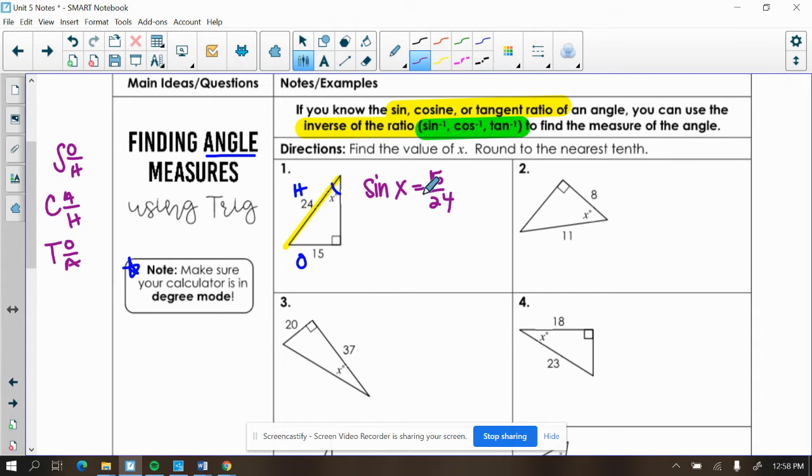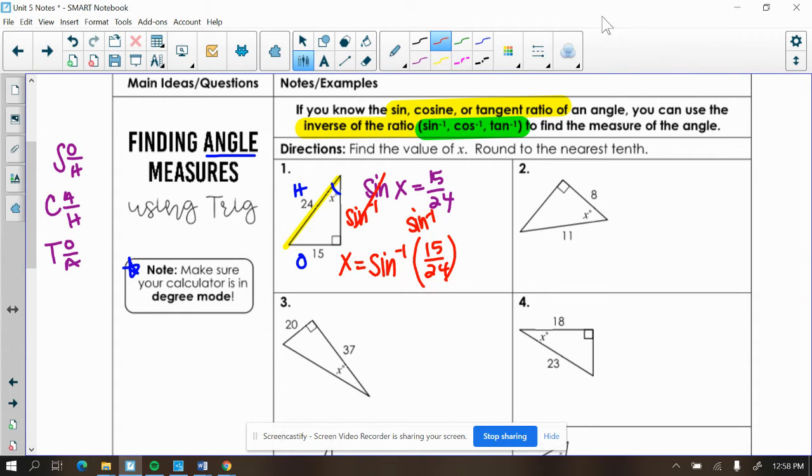Yes, we could plug this in our calculator, 15 divided by 24, and find an answer, but we still have the sine of x. So to get rid of that sine of x, we take the inverse sine, which we write as sine^-1. So that gets rid of sine on that side. What we do to one side of our equation, we have to do to the other side. So really what we're plugging into our calculator is inverse sine of 15 over 24.